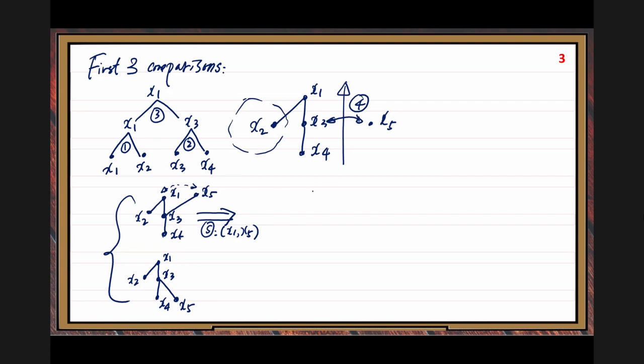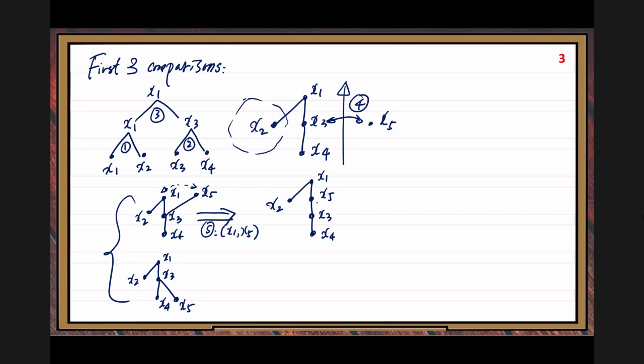So use the worst case based on the adversary argument. Adversary will give us the worst one. Okay. So that would be X1, X5, X3, X4, and X2 here.